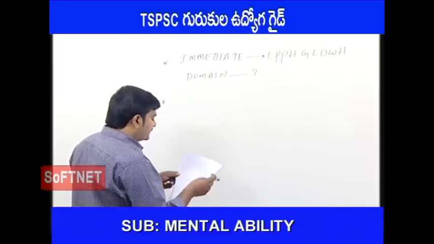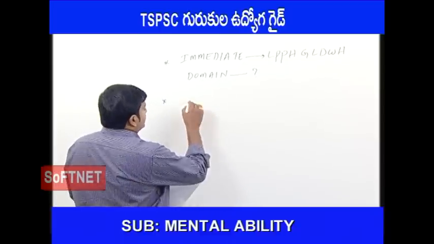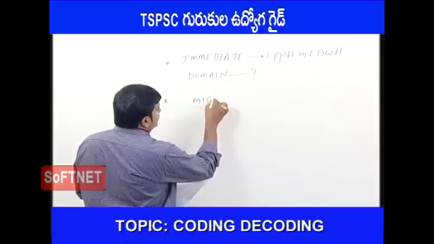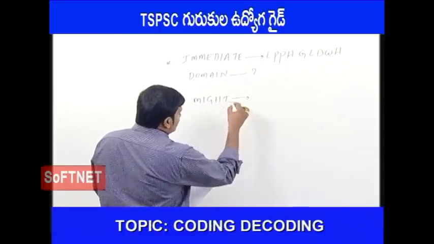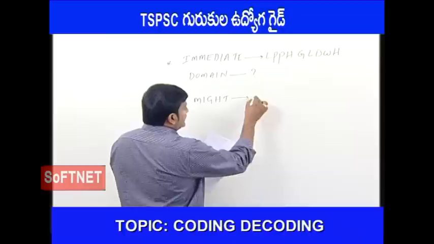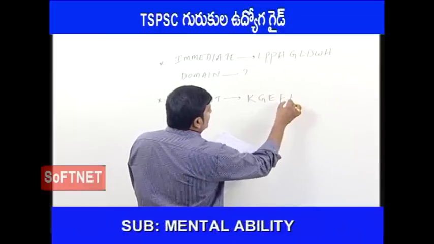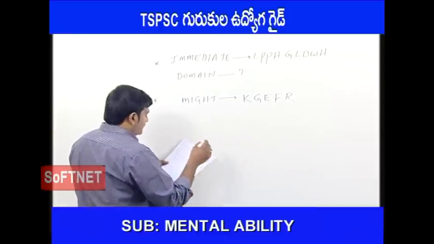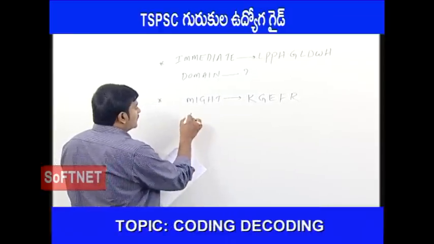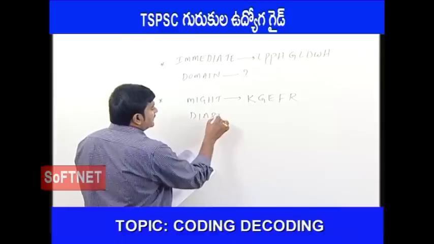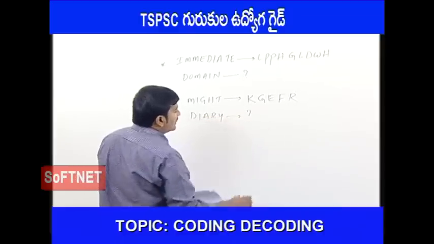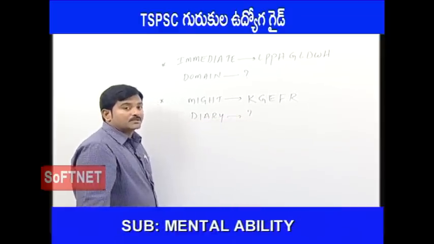Okay, now we'll think about that. So meanwhile, next another question. In a certain code language, MIGHT is written as KGEFR. Then what is the code for the word DIARY?